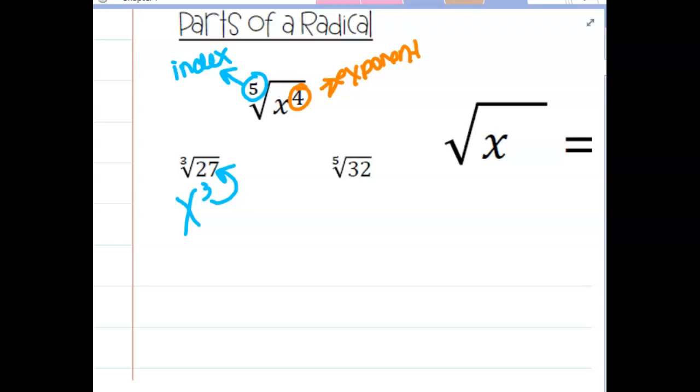27. See that? So the answer to this would be 3, because you take 3 cubed, you get 27. Now this one here is saying what number to the 5th. This is saying I want to find the 5th root of 32. So what number to the 5th power, what times what times what times what times what, 5 times, would give you 32? Some of these are just going to have to try some numbers, right?